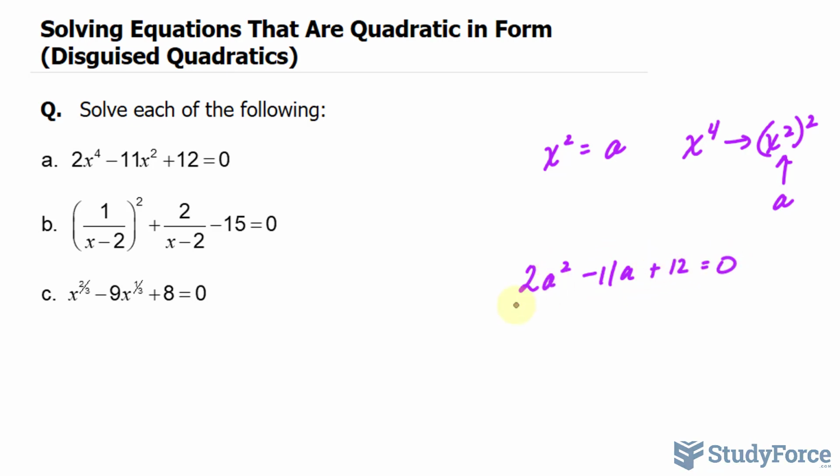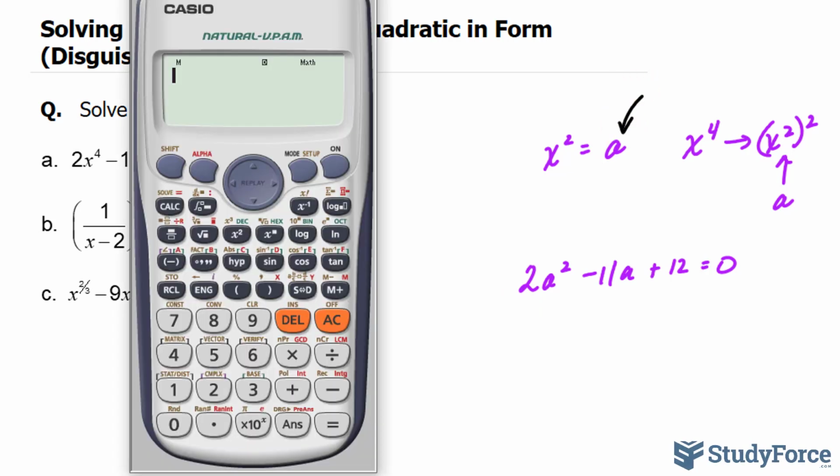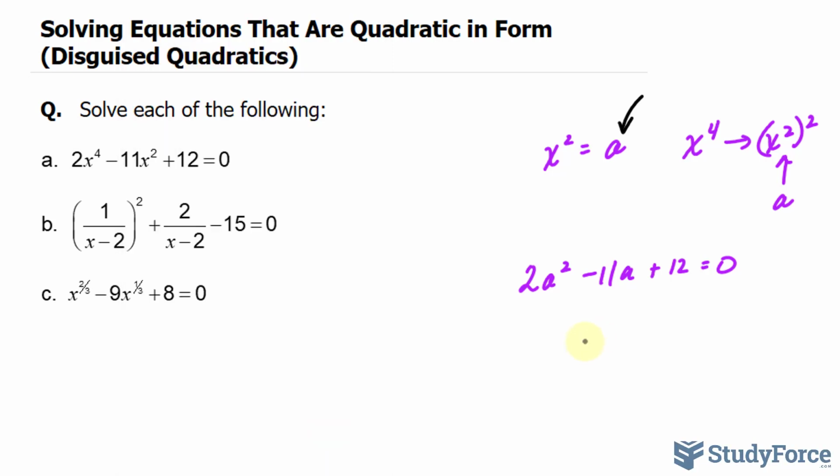You then find out what a is. You can use the quadratic formula from here and substitute the values of a that you find back into here and then solve for x. Let me show you what I mean really quickly. I'll use the quadratic formula that I have on my calculator, and that can be accessed by clicking mode 5 3. I'll put in 2, negative 11, and 12 into here, and we get an a value of 4 and 3 over 2. So a is equal to 4 and a is equal to 3 over 2, which is 1.5.